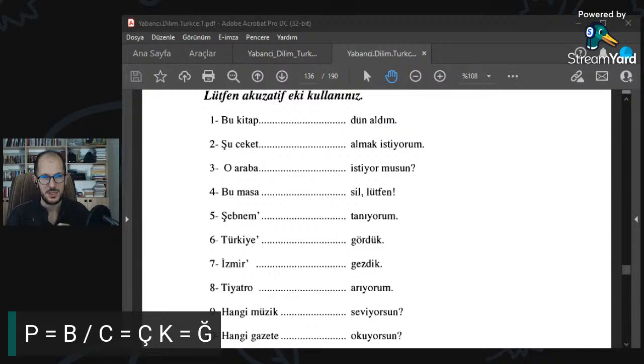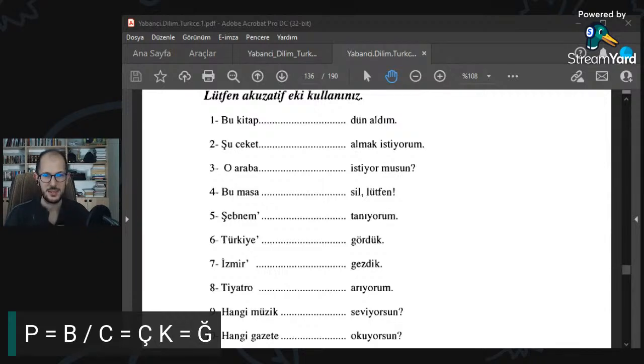Okay, number six. Türkiye is a proper noun. Türkiye ends in the letter E. So, Türkiye'yi gördük. We have to use the buffer letter again because it ends in a vowel letter. Türkiye'yi gördük. We saw Turkey. So we went to Turkey and we saw it.